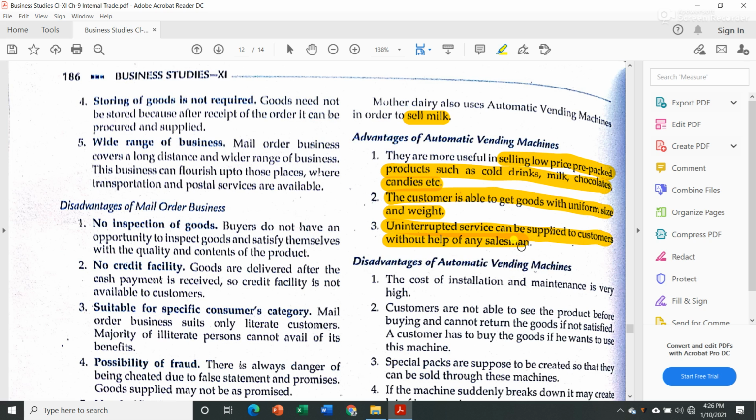Now grocery shops or big departmental stores used to close after a certain hour, but these AVMs operate 24/7, 24 into 7 days of a week. Okay, so you can avail their services whenever you want.